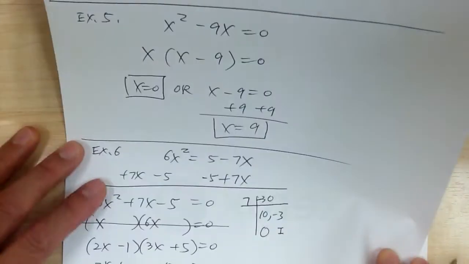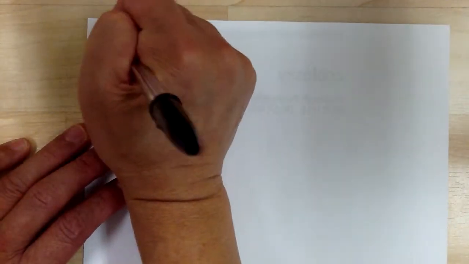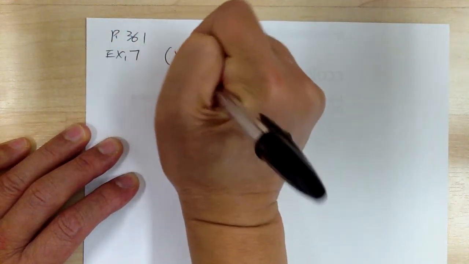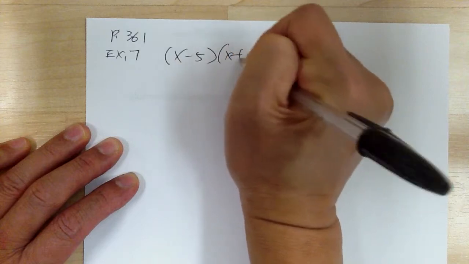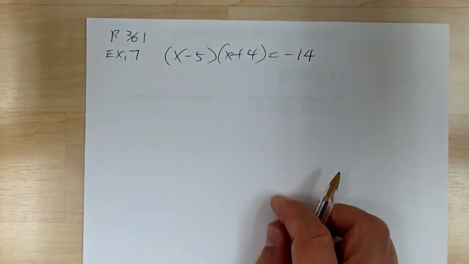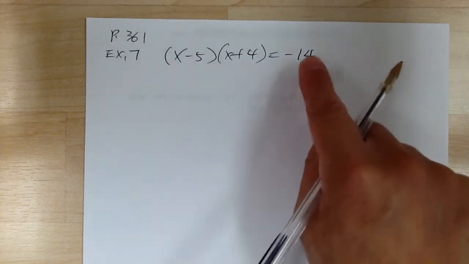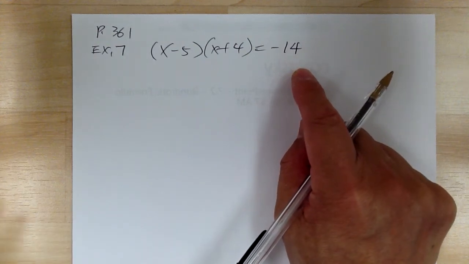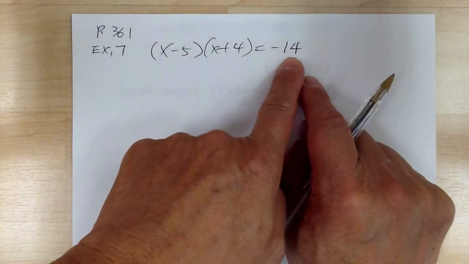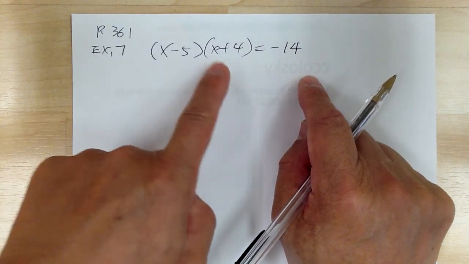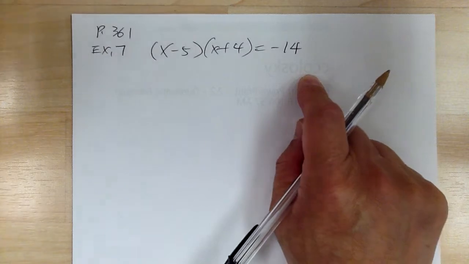Okay. Now let's go to example 7. Example 7, you have x minus 5 times x plus 4 equal to negative 14. Now remember, you cannot set this equal to 0 yet because the right hand side is not equal to 0. In order to use the zero factor property, the right hand side must be equal to 0. Because this is not equal to 0, this factoring is no good. So you have to undo the factoring, so you have to multiply this back out.